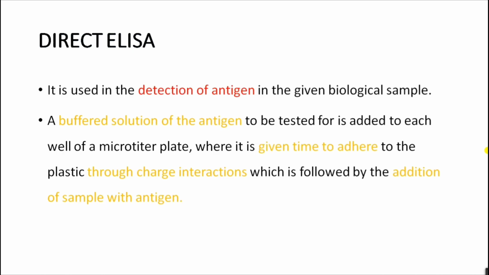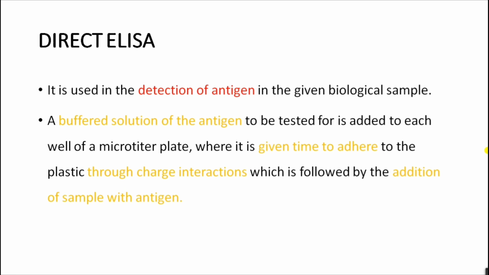So direct ELISA is used in the detection of antigen. From the name itself, it is a direct type of ELISA testing where the antigen and antibody reaction in a biological sample is detected. So it is used in the detection of antigen. Remember, for the detection of antigen in the given biological sample.